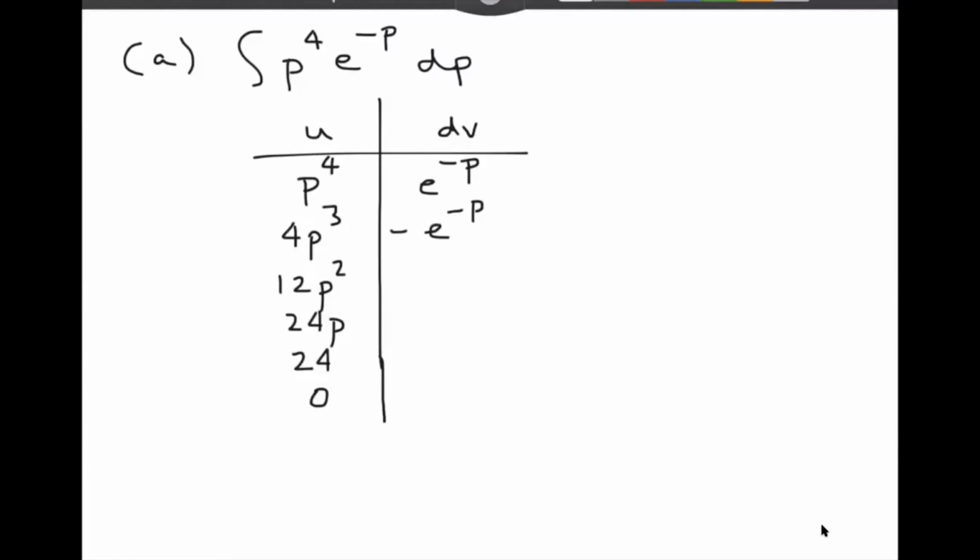And then just do the same thing over and over. All that's going to happen is it's going to just alternate between positive and negative. And then, this is so gimmicky, the way that you get your answer is you match the first thing on the U list with the second thing on the DV list, and the second thing on the U list with the third thing on the DV list, et cetera, with alternating signs starting with plus.